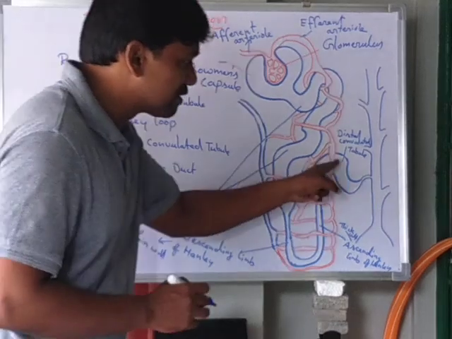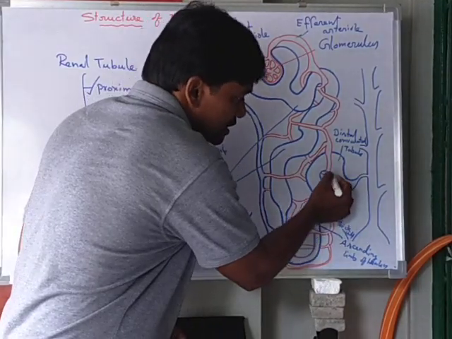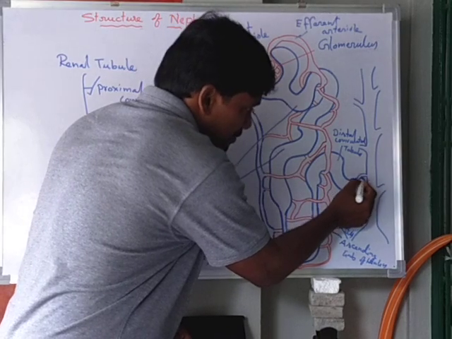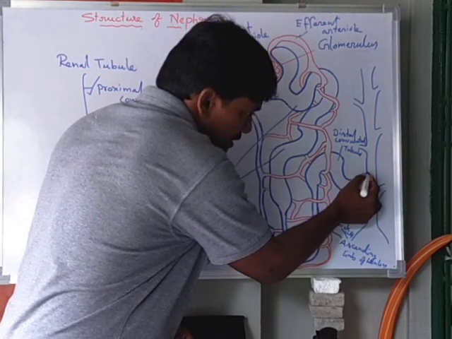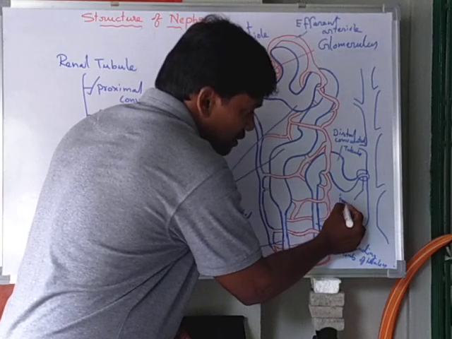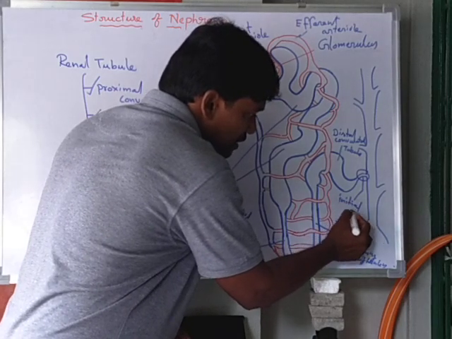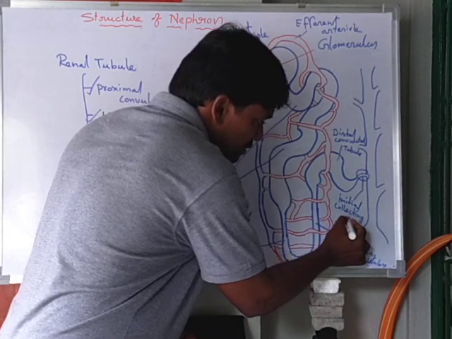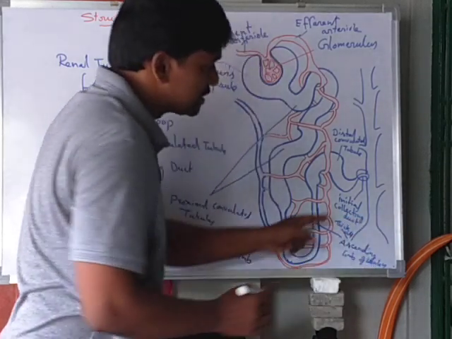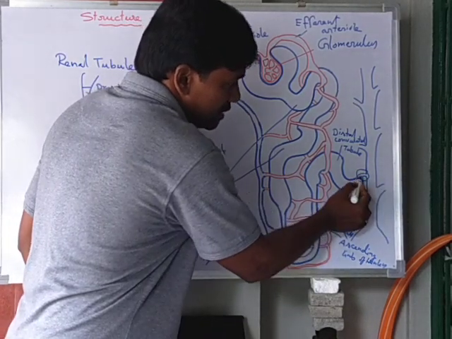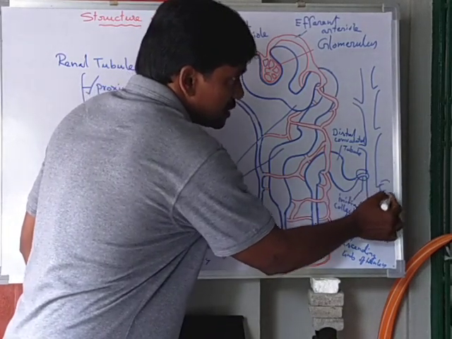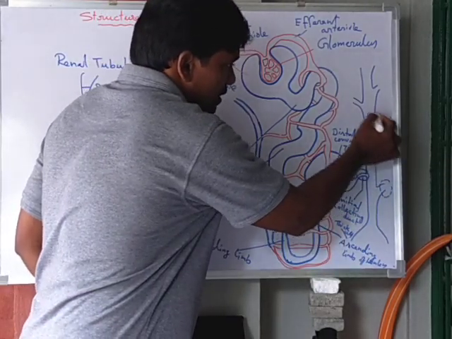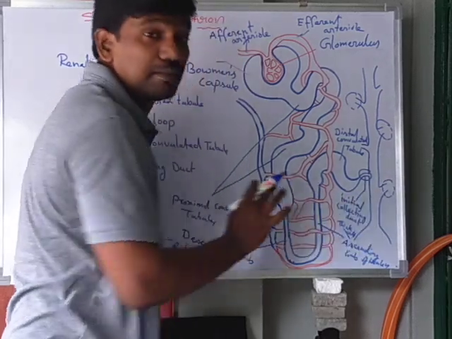The distal convoluted tubule opens into the initial collecting duct. This one is the initial collecting duct, and this one is also an initial collecting duct. Here so many initial collecting ducts are present.